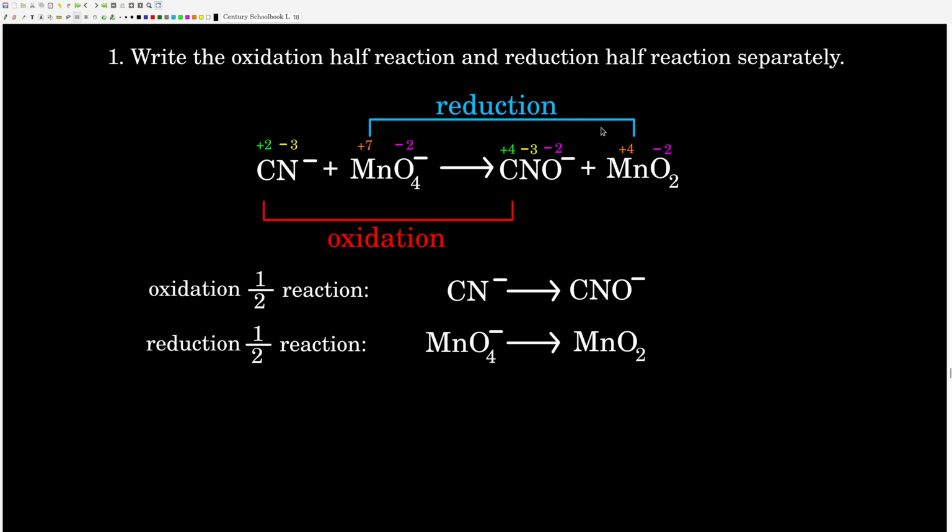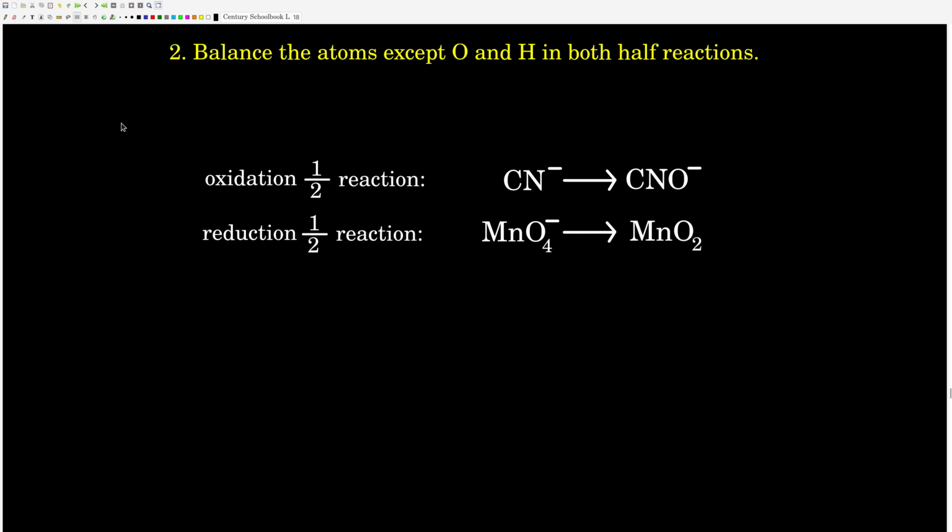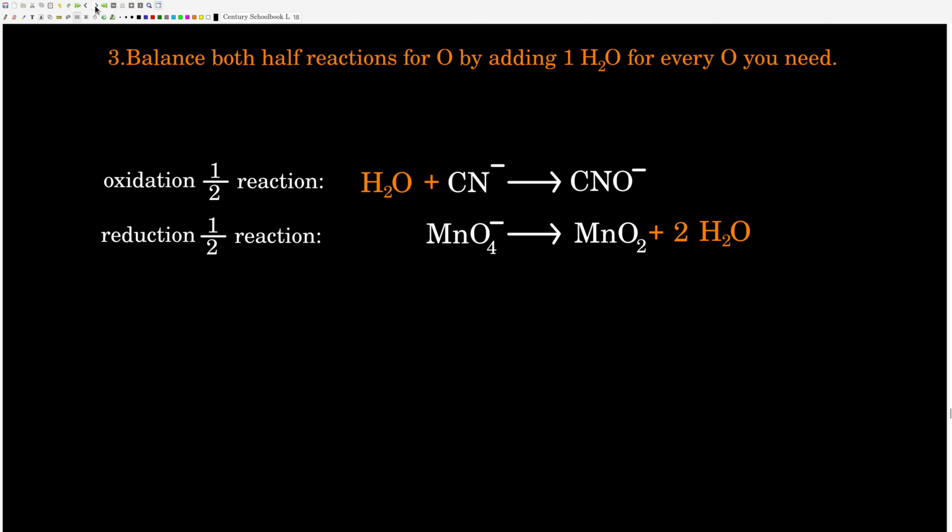So it's being reduced, less positive, more negative. And so the reduction half reaction has these two things in it: permanganate, manganese 4 oxide. That's step 1. Going to step 2. Balance everything except oxygen and hydrogen. Well, this is easy for this one because it's already done. 1 carbon, 1 carbon, 1 nitrogen, 1 nitrogen, 1 manganese, 1 manganese. There we go. Let's move on to step 3.